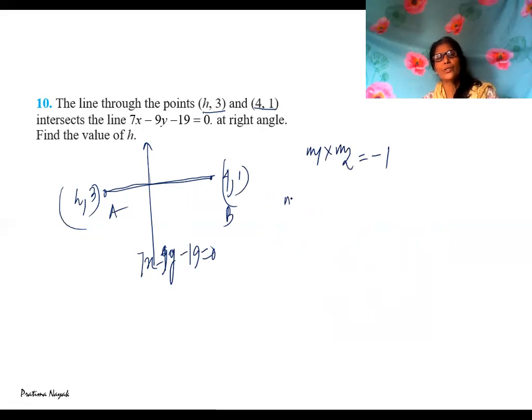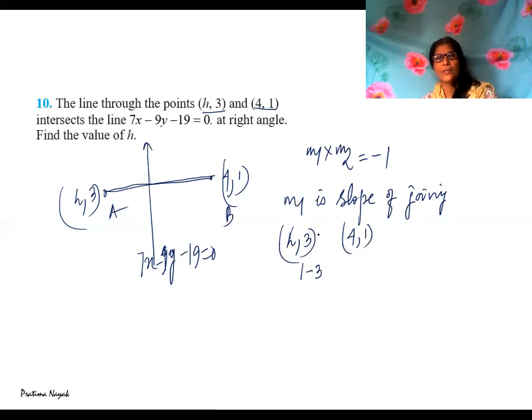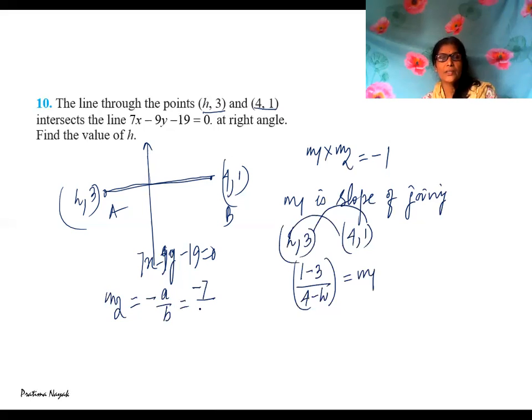What is M1? M1 is the slope of the line joining (h, 3) and (4, 1). So how much will it be? It will be 1 minus 3 by 4 minus h. This is your M1. Coming to M2, M2 is the slope of the line. As I wrote, minus a by b, you will write. So it will be minus 7 by minus 9. That will be 7 by 9.